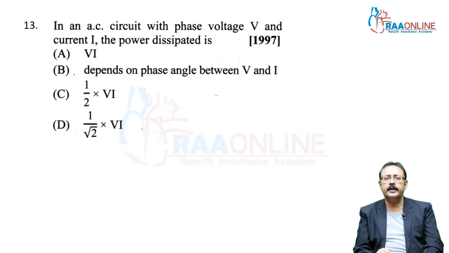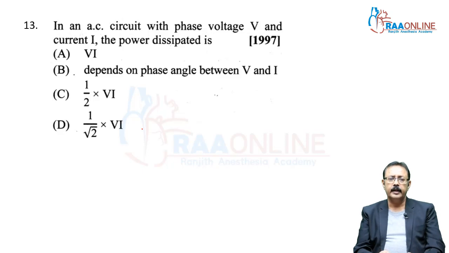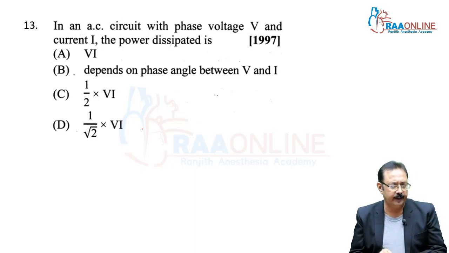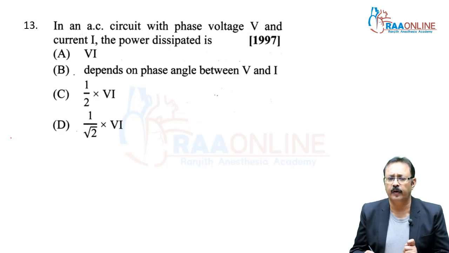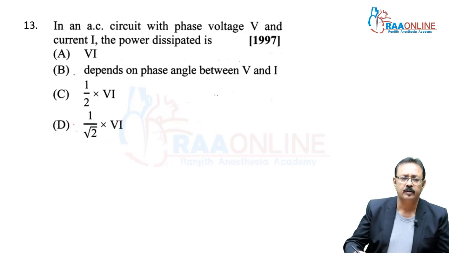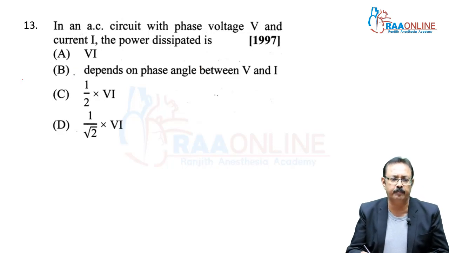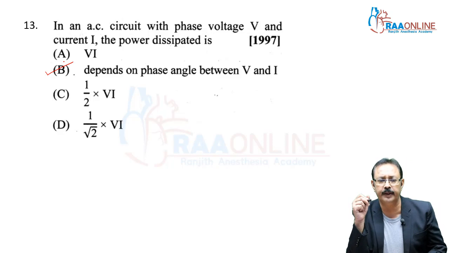13th, it is from 1997 AIPMT. In an AC circuit with phase voltage V and current I, the power dissipated is, it means not given what is the phase angle, because power is IRMS, VRMS into cos phi, but phi is not given, so it depends only on phase angle between V and I. Power factor was not given, so we are going with option B.